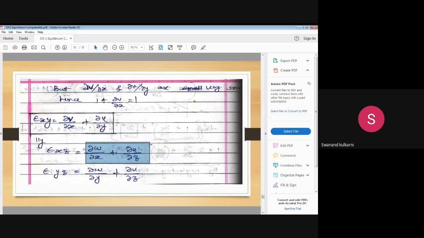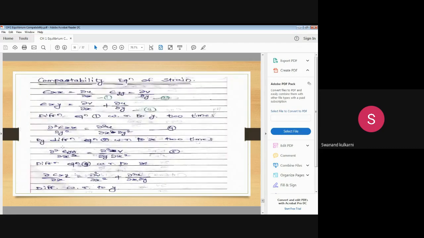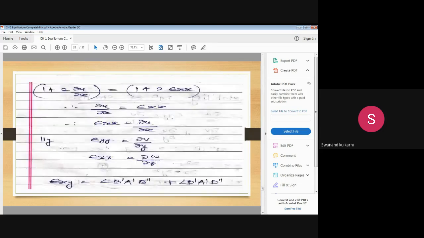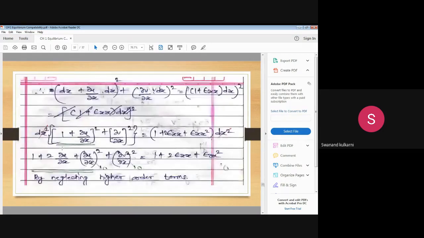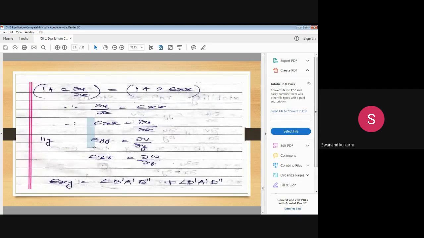Similarly, epsilon yz. For that purpose, the similarity concept we will use here. The variable of y we are considering to be v. So dou v by dou z. So like this we have considered dou v by dou z. And the variable along the z direction is w, so it is differentiation with respect to y. So dou w by dou y. So with the concept of similarity, we can consider epsilon xx, epsilon yy, and epsilon zz. So these were the initial equations which we considered.